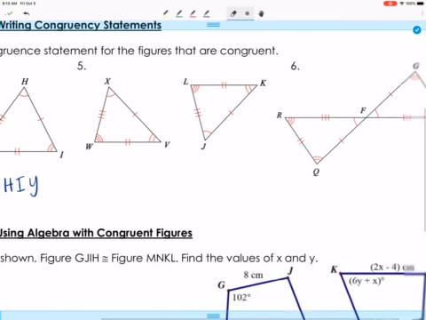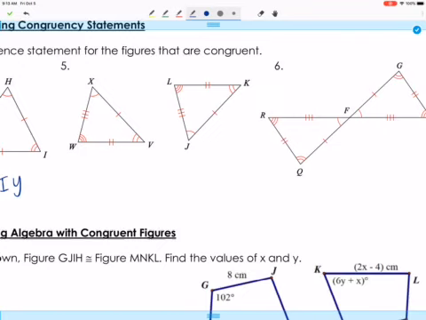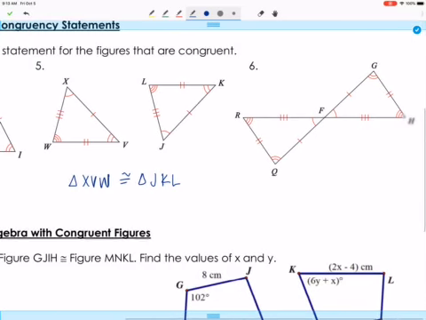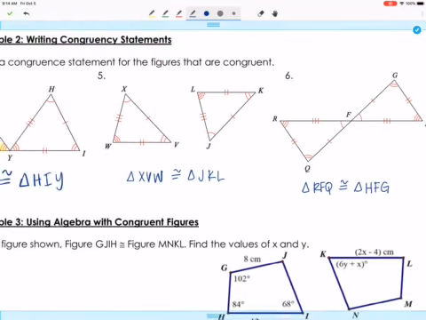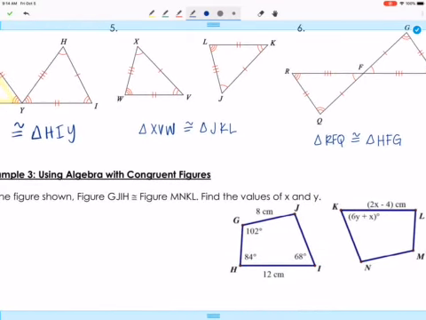However you name it, you just need to make sure you name the second one in the same fashion. Okay? So for 5, for instance, I could say triangle XVW. And then I would name my second triangle JKL, so that the parts come in a congruent and corresponding order. And then maybe for 6, if I name the left triangle RFQ, I would say that is congruent to HFG. All right? But again, lots of different options there, just as long as when you read back through your answer, everything is in order.